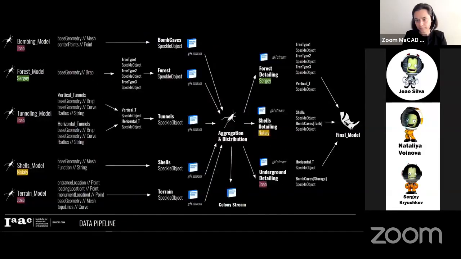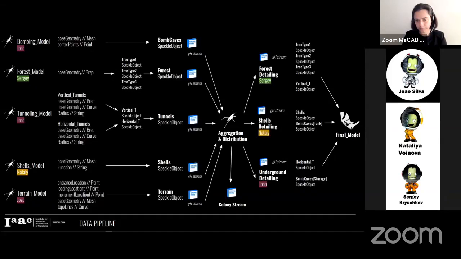Here we can have a look into the data pipeline we created. Bombing model sends the cave meshes and implantation points as Speckle objects. Forest model sends three types of tree structures as Speckle objects nested inside one aggregating object. And the same is happening for the tunneling model, but instead of aggregating by type, we do it by vertical and horizontal tunnels. Shell models include information about the function of each shell.